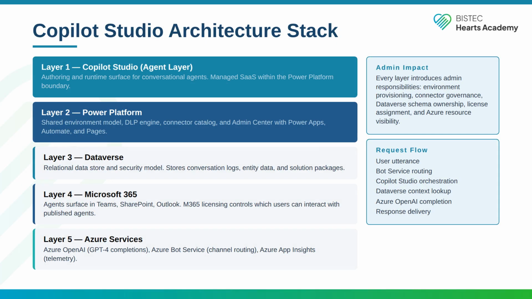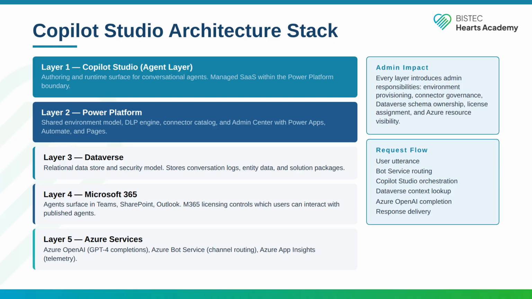Let's build the stack from the bottom up, because every layer introduces admin responsibilities you need to understand. At the foundation are Azure services. Azure OpenAI service provides the generative AI capabilities, the GPT-4 completions that power intelligent agents. Azure Bot service handles channel routing, delivering agents to Teams, Outlook, or custom web surfaces. Azure Application Insights feeds the telemetry that appears in the Monitor tab.